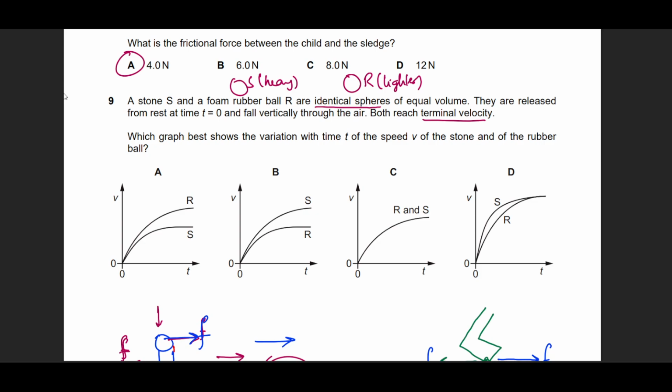Both of them are going to experience an initial acceleration of 9.81. In fact, they are both going to experience it throughout their motion if air resistance was absent. But if the air resistance is present, now the air resistance is going to act on the object.